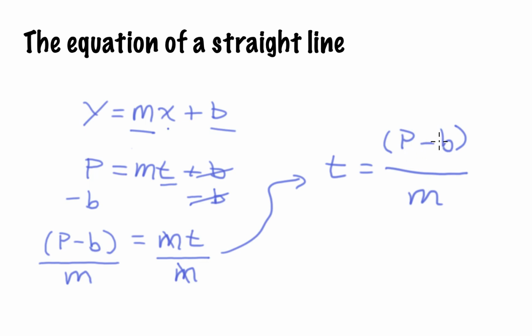And about the only thing that'll trip you up is this minus sign here. You have to subtract even if the y-intercept itself is negative. So if you end up subtracting a negative number, you actually end up adding. So you just have to be careful of the signs.